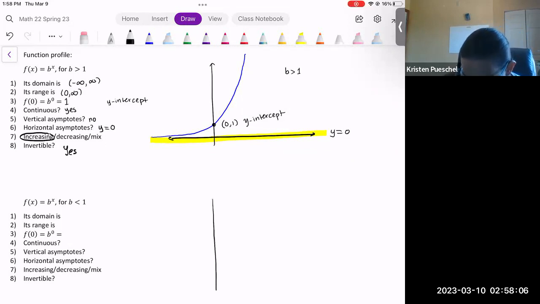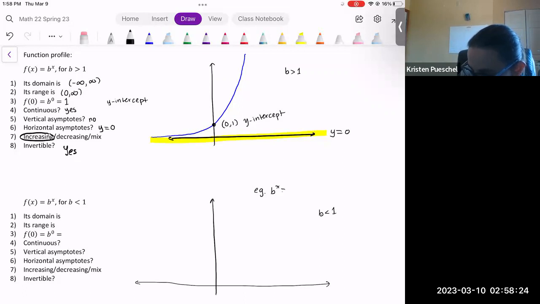Next, let's take a look at the shape when our base is less than 1, but more than 0. So this is going to be where b is less than 1. An example of this would be b to the x being 1/2 to the x. Here our base is equal to 1/2. At each time step, we're taking half as much as we had before. And so the shape of our graph this time is going to be decreasing.